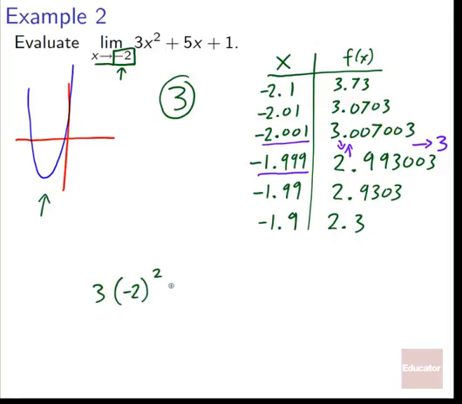3 times negative 2 squared plus 5 times negative 2 plus 1. 3 times negative 2 squared gets us 4. Plus 5 times negative 2 gets us negative 10, plus 1. 3 times 4 is 12, plus negative 10, so 2 plus 1. Hey, that came out to be 3 as well, so that checks out.